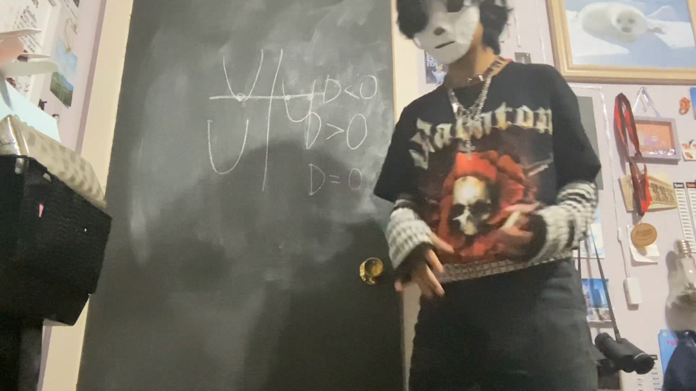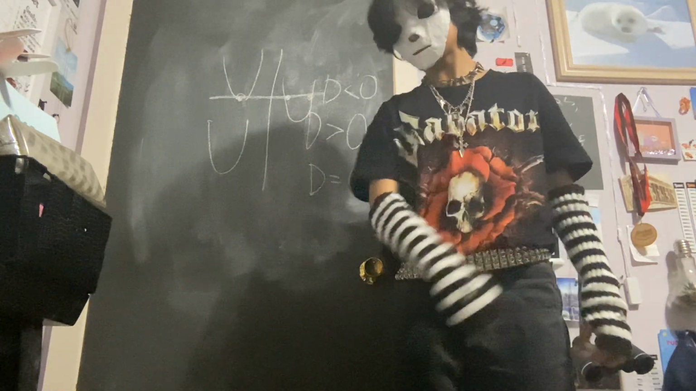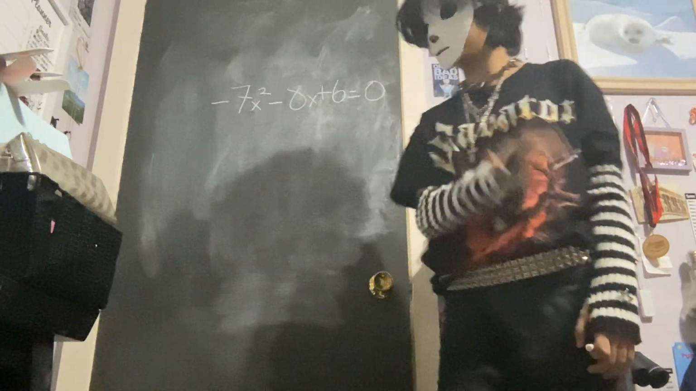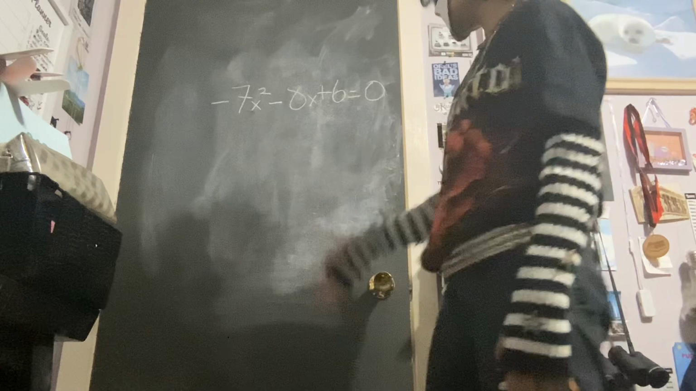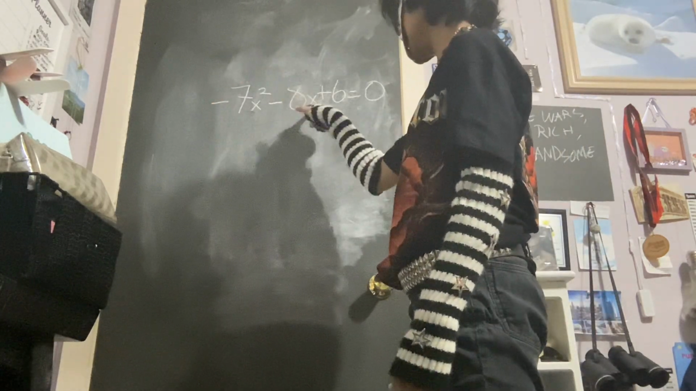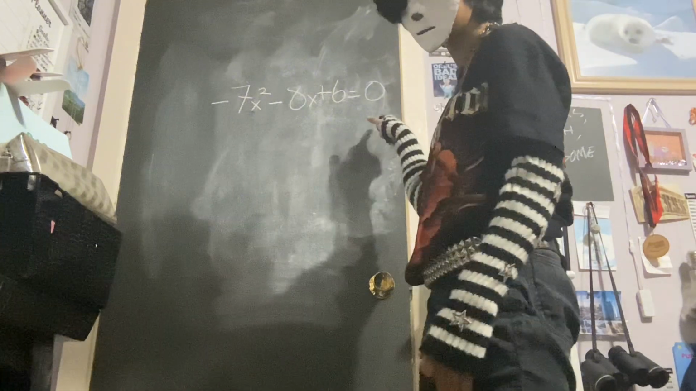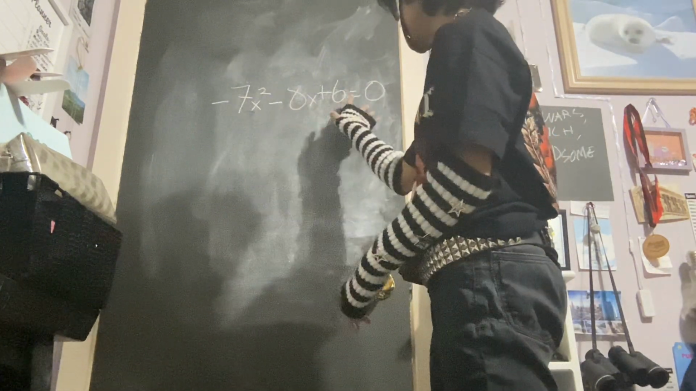So now you might be wondering, how do I find the discriminant from an equation? Well, let's get started right now. We're going to start off with a basic equation, starting with our rationals. It's going to be -7x squared minus 8x plus 6 equals 0. This one's pretty basic because it equals 0, so we don't have to move things over.